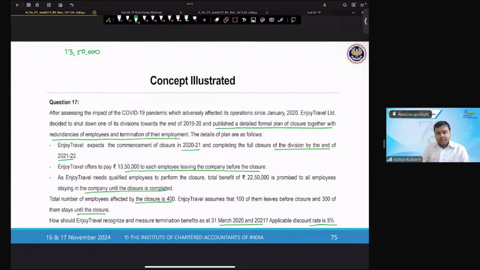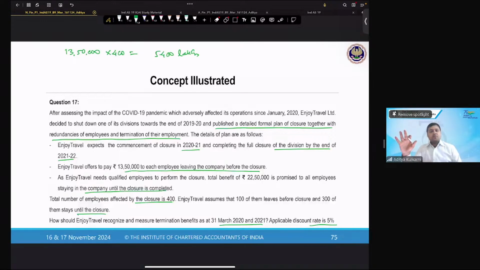So because of the termination that is happening, 13,50,000 into 400 is equal to 5,400 lakhs. Yes, this is the amount that is going to be paid. This is the benefit in exchange of termination. यहाँ तक समझा आपने?